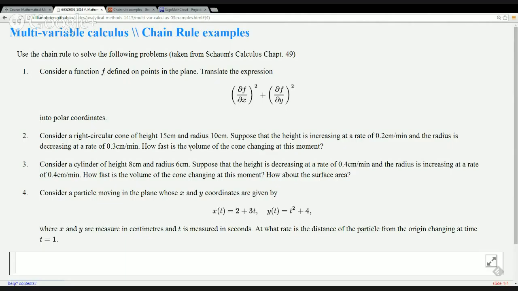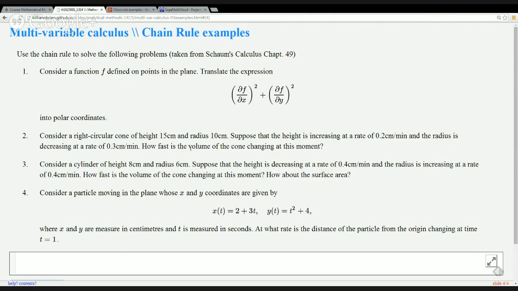So what's the height doing? The height is increasing at a rate of 0.2 centimeters. So the height is 15 plus t over 5, a fifth of t. And what's the radius doing? The radius is decreasing at a rate of 0.3 centimeters. So that's minus 3 over 10 t. Does that seem sensible?